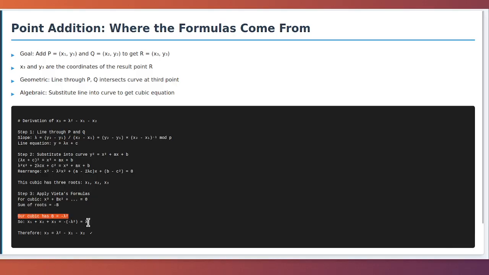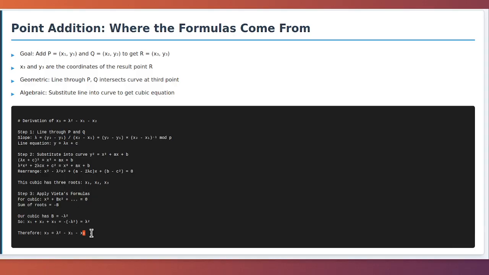So, x sub 1 plus x sub 2 plus x sub 3 equals negative of negative lambda squared, which simplifies to lambda squared. Solving for x sub 3, we find that x sub 3 equals lambda squared minus x sub 1 minus x sub 2. That's where the formula comes from.